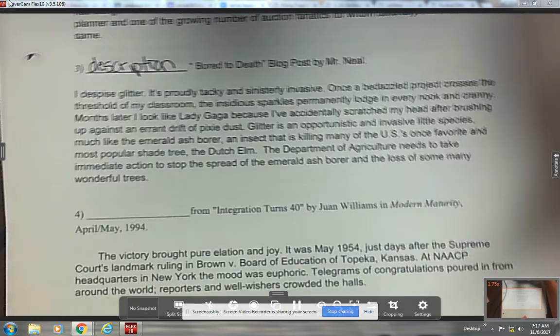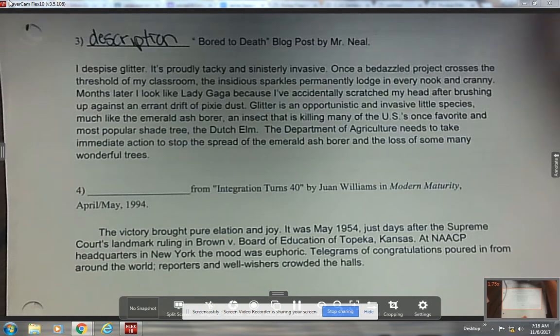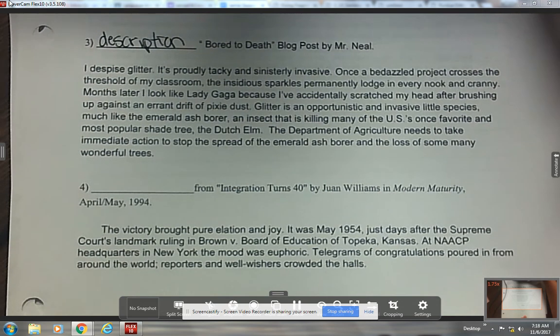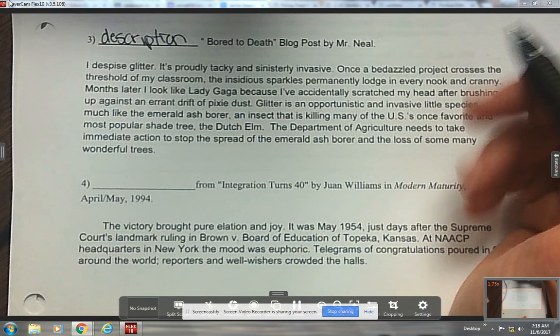And then the last one. The victory brought pure elation and joy. It was May 1954, just days after the Supreme Court's landmark ruling in Brown versus the Board of Education of Topeka, Kansas. At NAACP headquarters in New York, the mood was euphoric. Telegrams of congratulations poured in from around the world. Reporters and well-wishers crowded the halls. This one's a historical review.